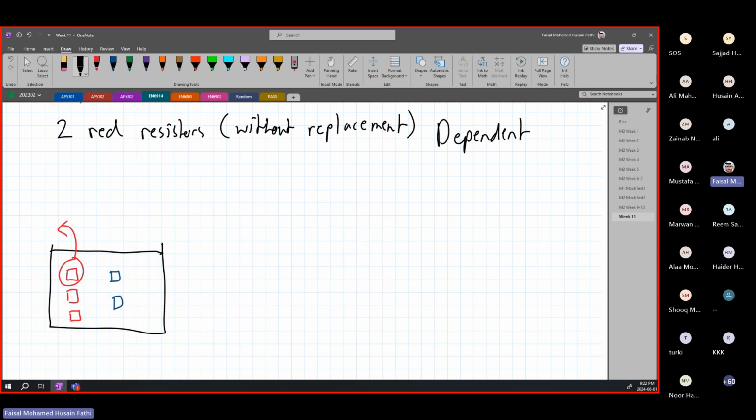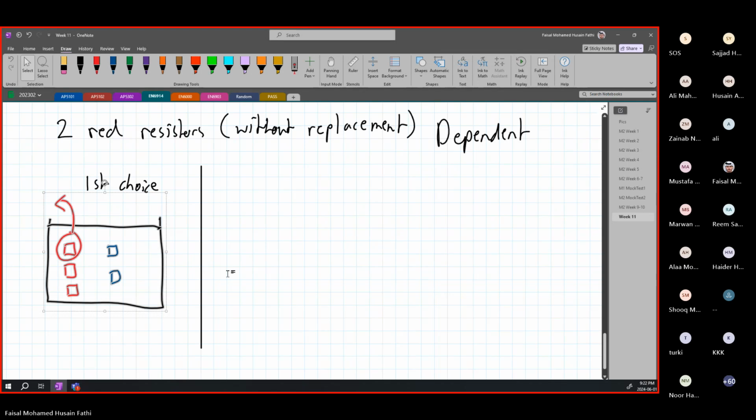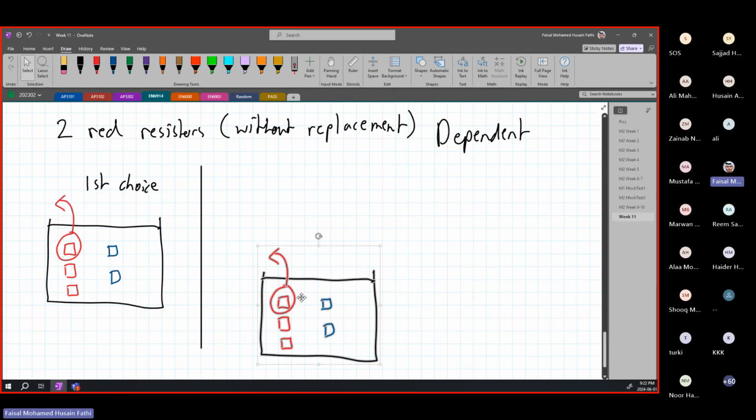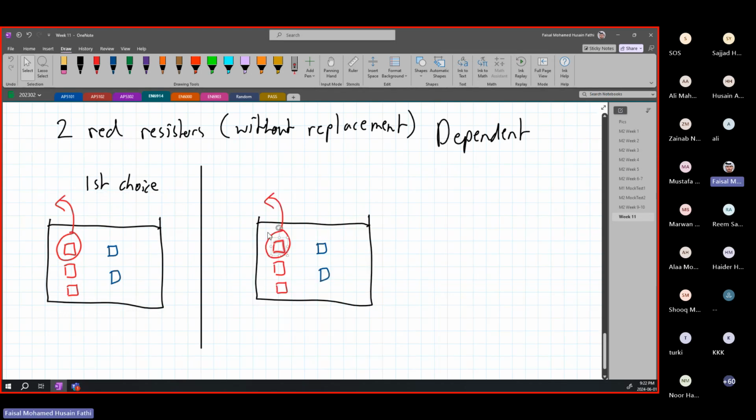How? So this was our first choice. Okay? If we look at our second choice, now we have already removed a red resistor outside. We no longer have this red resistor inside.